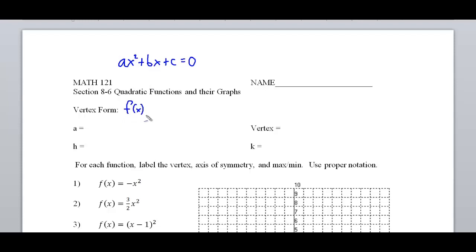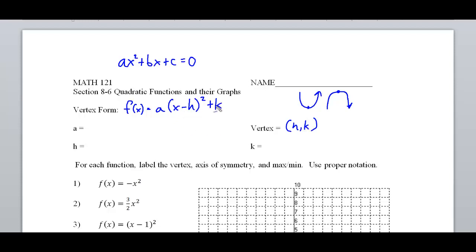The vertex form is where f of x, instead of 0, is going to be a, the same a as up above, times x minus h quantity squared plus k. This is my vertex form because the vertex is the point h comma k. You will notice that the h is being subtracted. My vertex, which is either the minimum or the maximum of the graph, is going to be the x coordinate h and the y coordinate k.